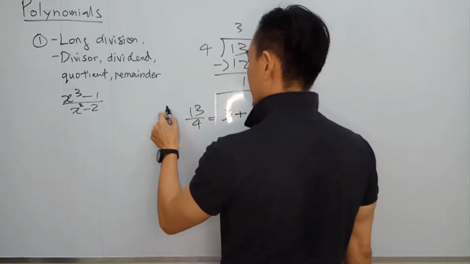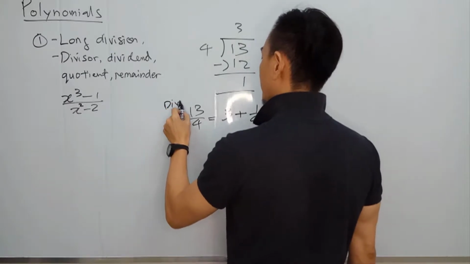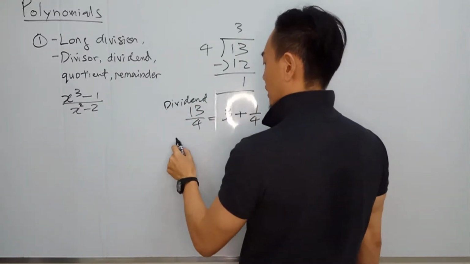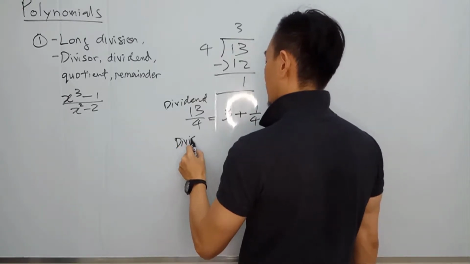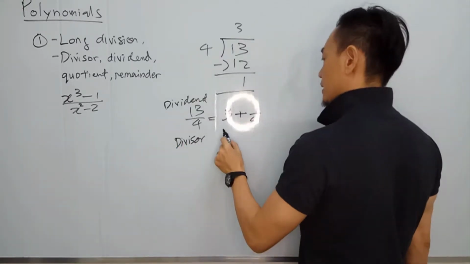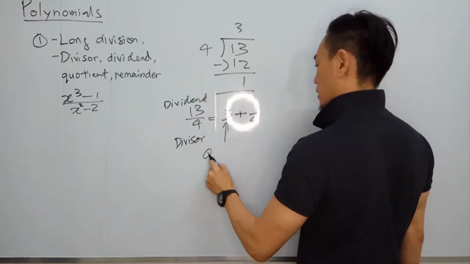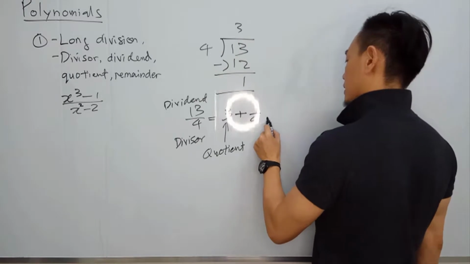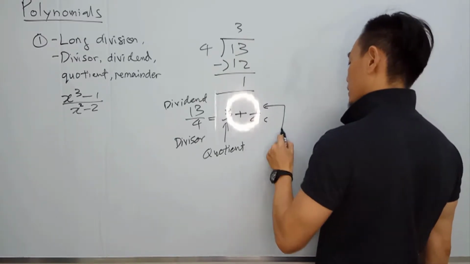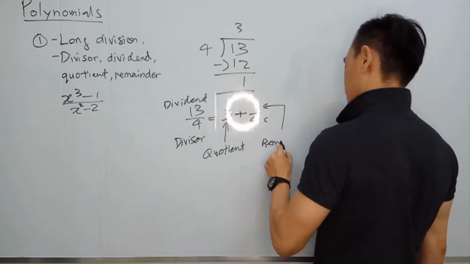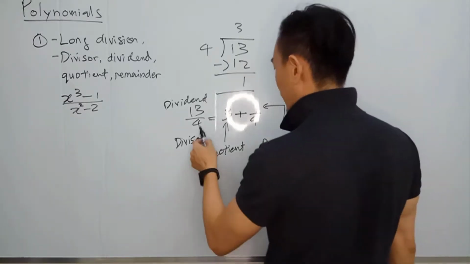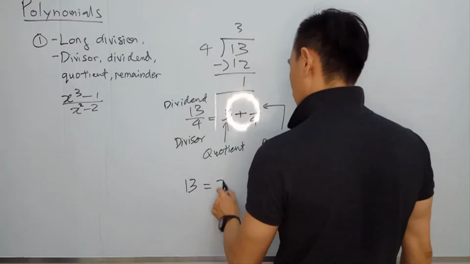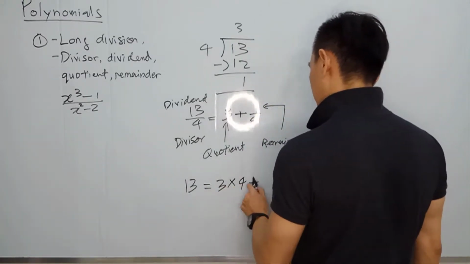This is the dividend. The dividend is what you take to divide. The divisor is the number that you divide by. This is the quotient, the result of the division. And this, no, not this one, this is the remainder. Or the other way is we cross multiply this. We can also say that 13 is equal to 3 times 4 plus 1.